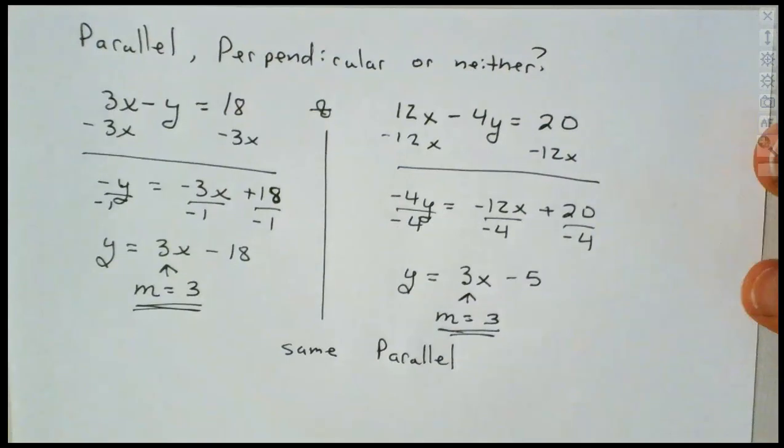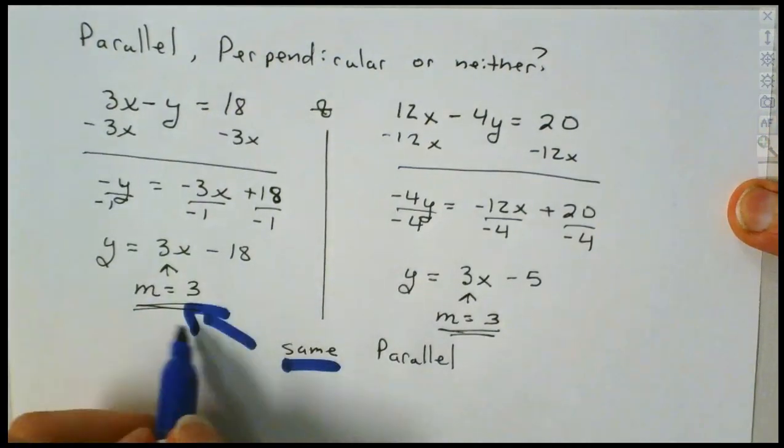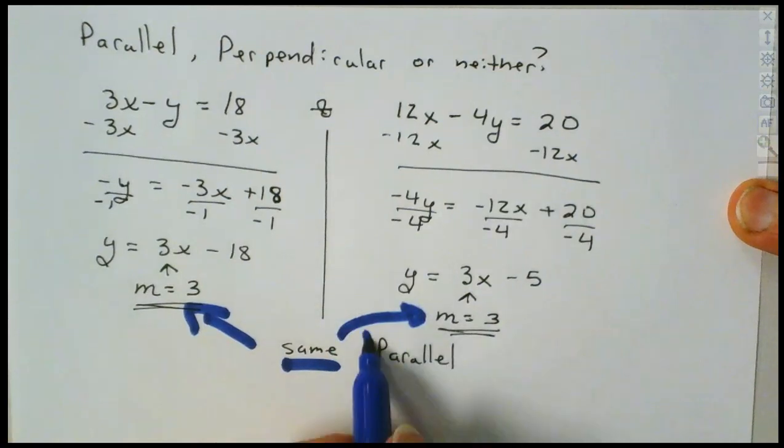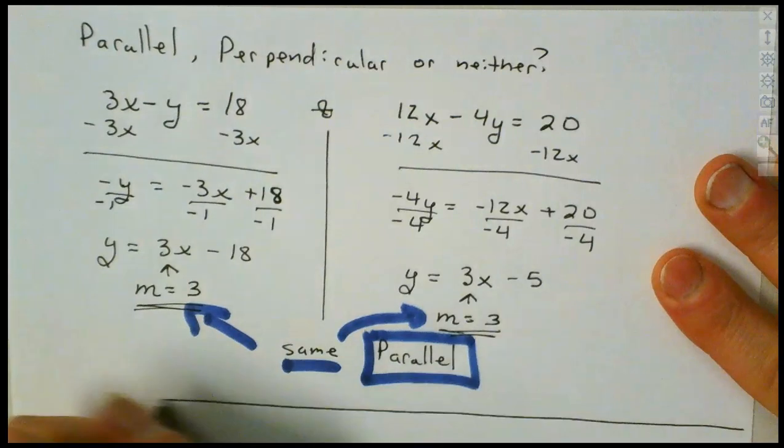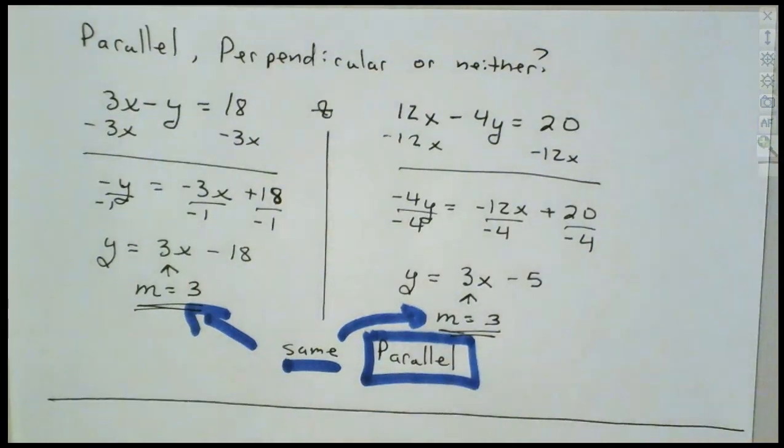Okay. So since these are the same, that means your answer would be parallel. Is everyone okay with that? Everyone see how that works? So I took them, solved it for y. They were exactly the same, parallel. I'm going to do one example of each one. One parallel, one perpendicular, and one neither.